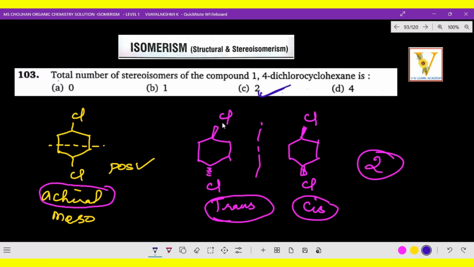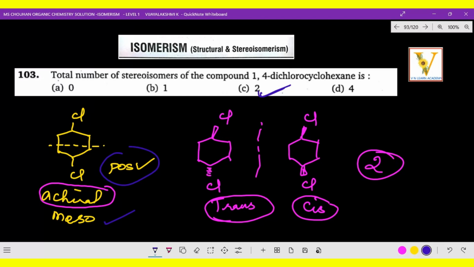See, just to remember that for meso you can try cis and trans, so that you will come to know that idea. How do we get that meso? First and foremost, POS will be present. POS is present means 100% it's achiral. So it's a meso we are telling. So in that meso, cis and trans is possible.